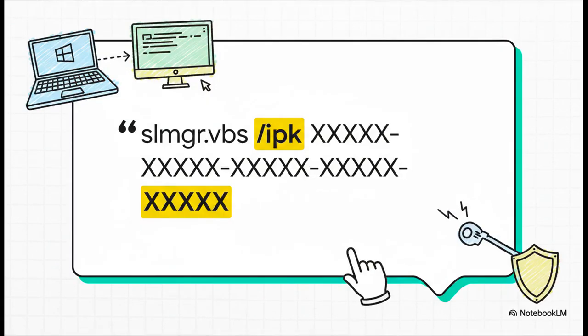Okay, this first command looks a little intimidating, but it's super direct. After you open Command Prompt as an administrator, you'll type this command, but replace all those X's with your actual key. That /IPK part, it literally just means install product key. You're telling Windows exactly what to do, no questions asked.